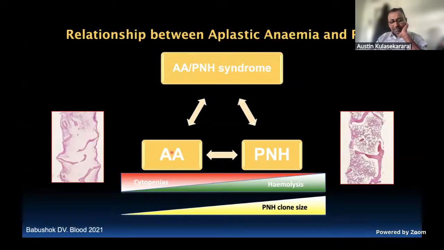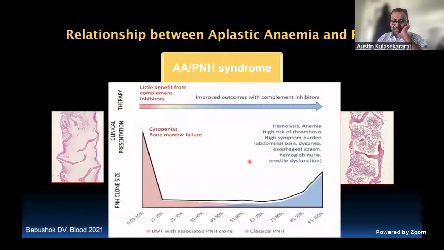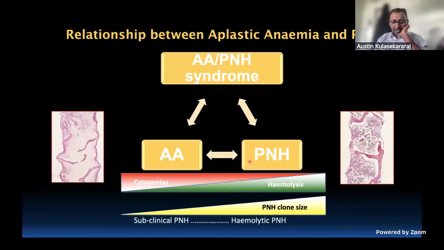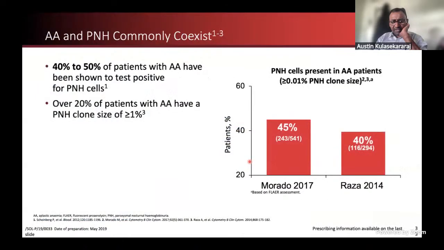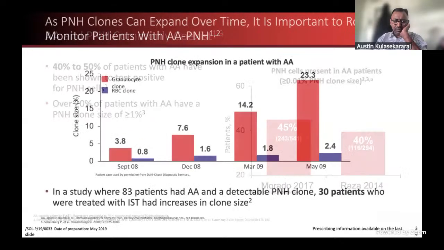So you can sometimes have aplastic anemia, it can go to AA-PNH, you can cure your aplastic anemia and you can get to hemolytic PNH. Going from PNH to aplastic anemia is not that common, but we do see cases in this setting as well. So when you look for unexplained cytopenia and test, you will pick it up. Most of the time, this PNH clone could be subclinical, but in about one fifth of the patients, the PNH clone could be high as well.